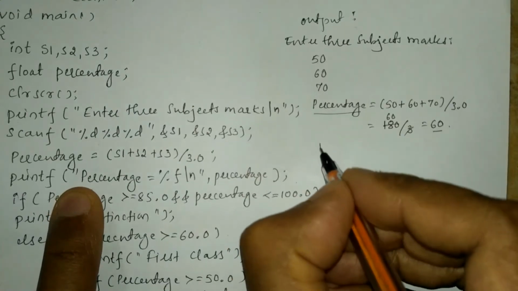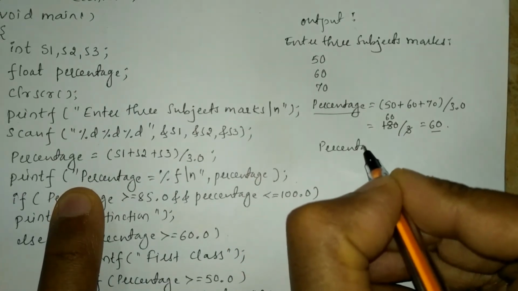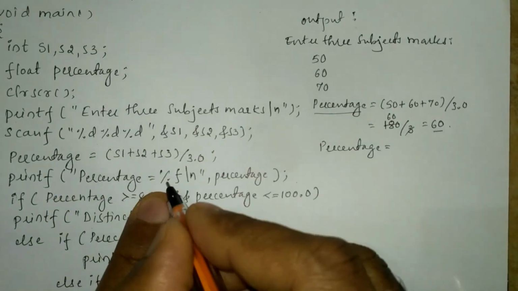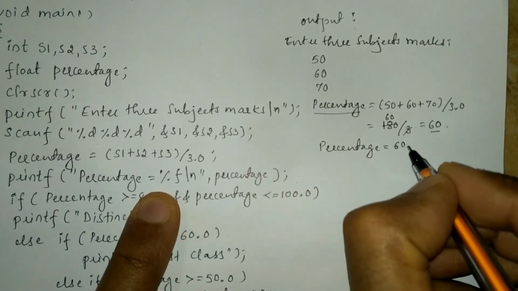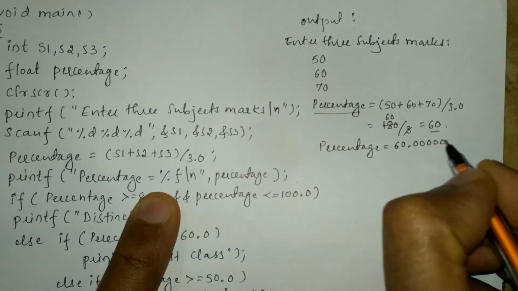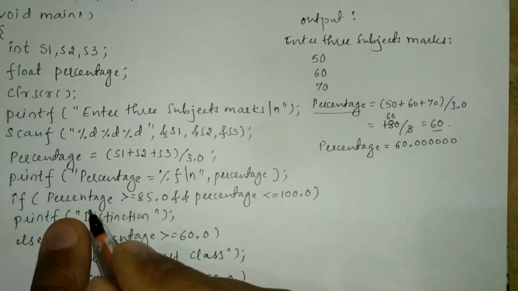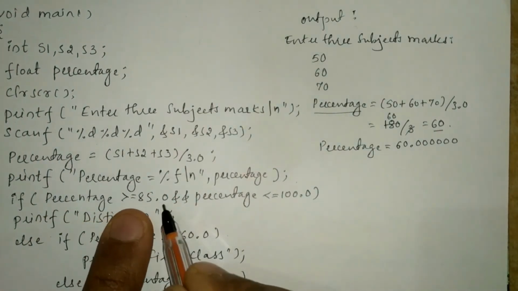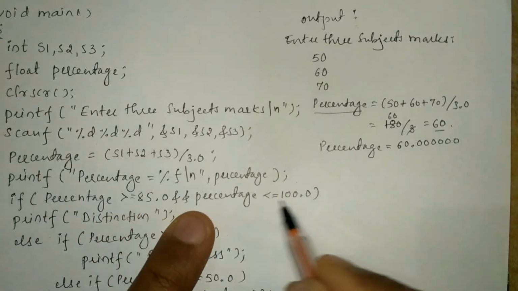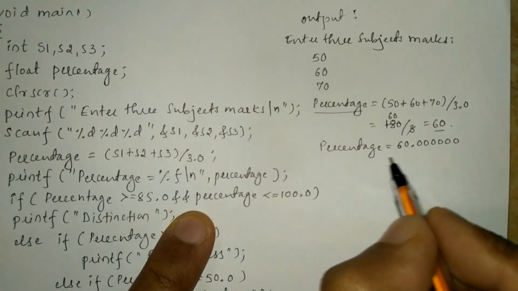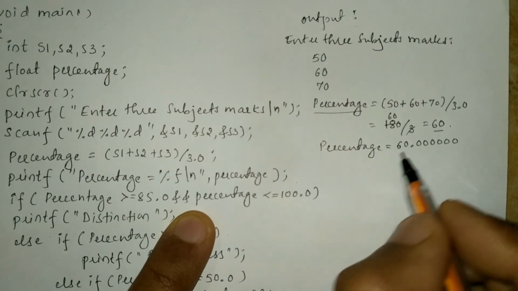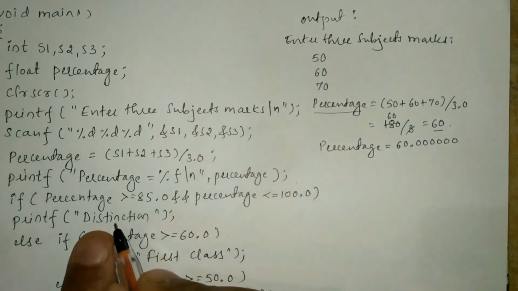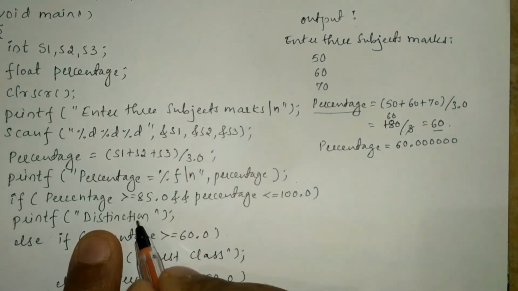So it is going to display percentage is equal to floating point, that is 60.000000 will be printed. Now we are going to check this condition. Is percentage greater than or equal to 85 and percentage less than or equal to 100? No. In this case it is 60. So this condition is false, which means distinction will not be printed.